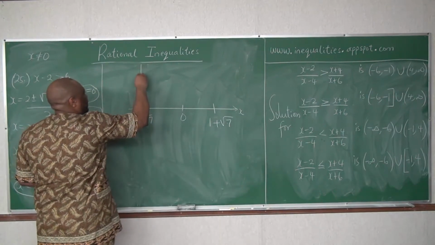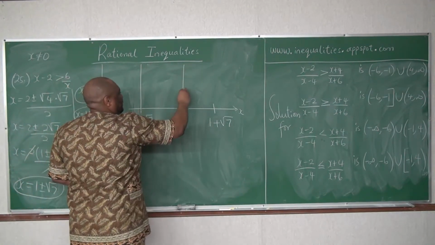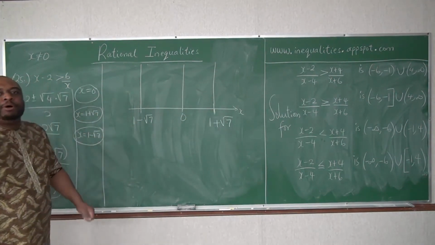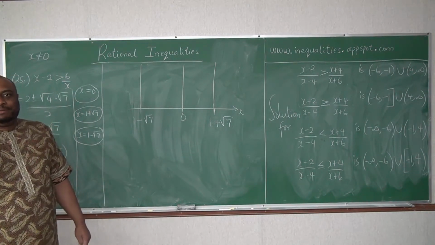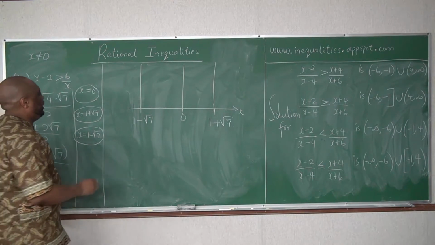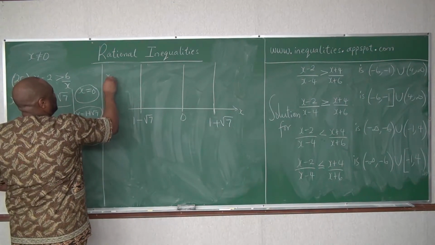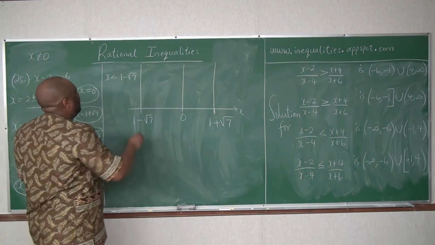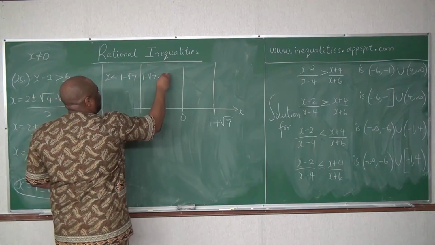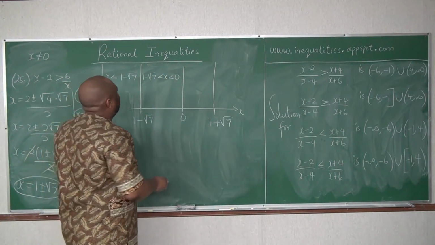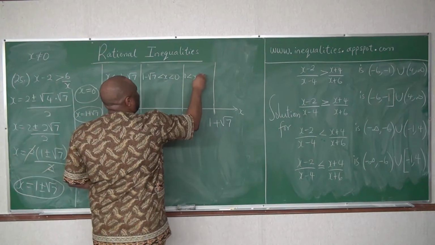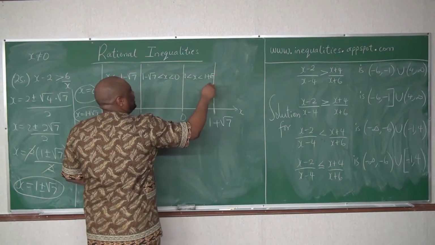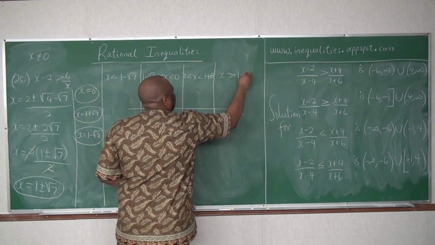So we will find the test intervals here. 3 test points, 4 test intervals, right? We now have x is less than 1 minus root 7. Here will be 1 minus root 7 less than x less than 0. Here will be 0 less than x less than 1 plus root 7. And this will be x greater than 1 plus root 7.